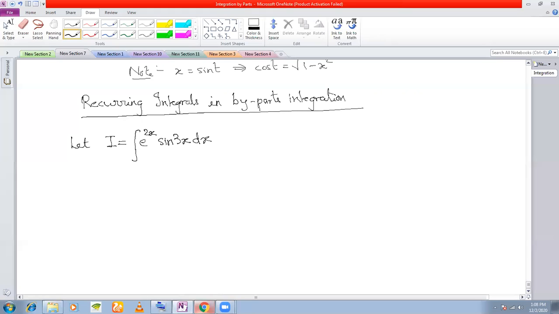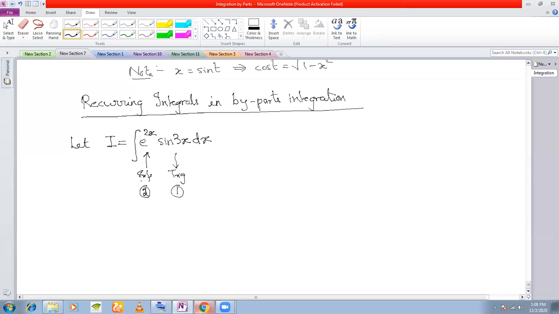How do I integrate this? I should integrate this by parts because this is a product of two functions. One is an exponential function, the other is a trigonometric function. Now you have a choice. According to the ILATE rule, you should take the exponential function as the second function. But when you have a product of an exponential function and a trigonometric function, you can do it either way.